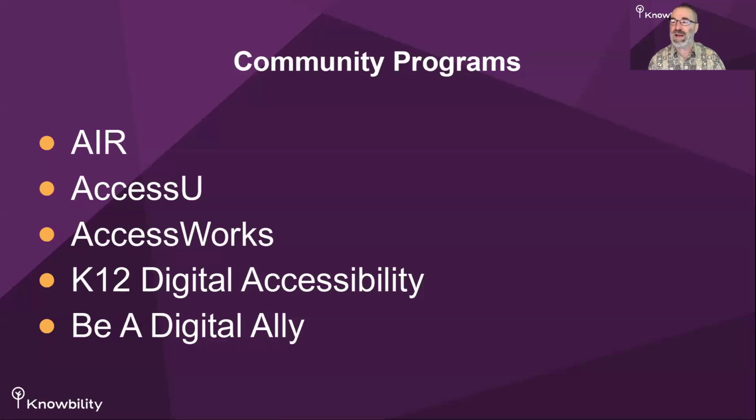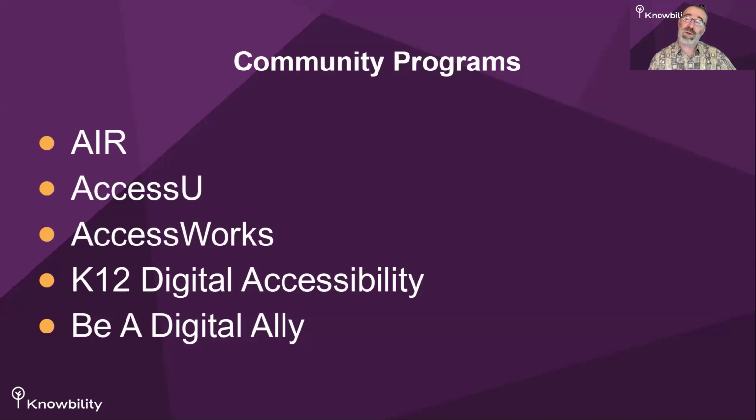Access U is our annual conference that happens in May, brings together people from around the globe to trade information about how to make content accessible. Access Works is a program where we bring people with disabilities to do live user testing. They get paid a real wage, and it helps people and organizations make their websites and their smart apps more accessible. We also work in the K-12 world, helping schools and universities make their content accessible and to make their classes teach accessibility better. And then, of course, this program, Be a Digital Ally.